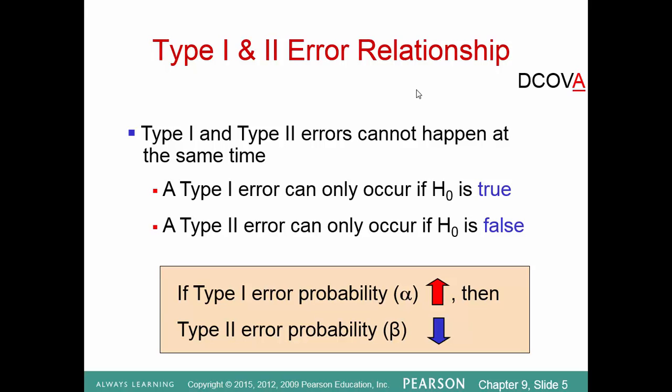Type 1 and type 2 errors can't happen at the same time, because a type 1 error, rejecting a true null hypothesis, can only occur if the null hypothesis is true. A type 2 error, failing to reject a false null hypothesis, can only occur when the null hypothesis is false. Their probabilities move in opposite directions. As the probability of a type 1 error goes up, the probability of a type 2 error goes down.